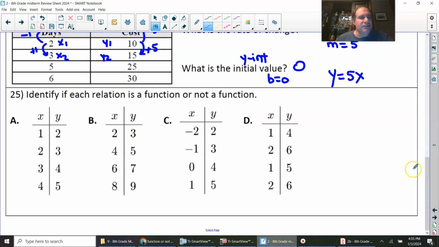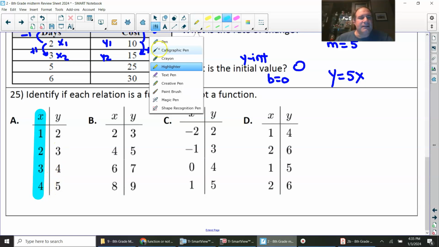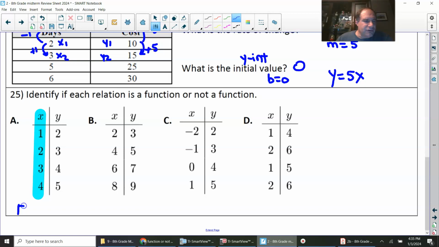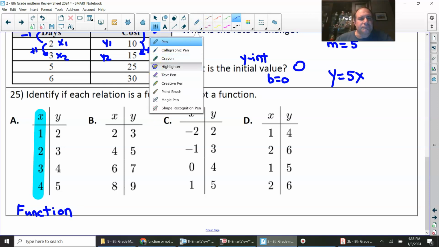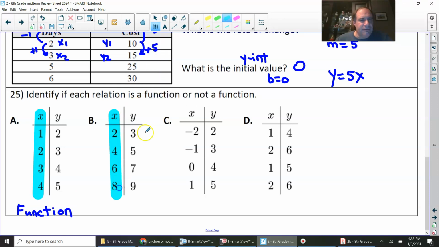All right, the last question: identify if the relation is a function or not a function. Just remember, you're looking at the x's first. 1 goes to 2. 1 picks 2 as their favorite number. 2 goes to 3. 3 goes to 4. Each x doesn't repeat. That means it is a function. Taking a look at the x's, do they repeat? No, they don't. That means it's a function. You don't even have to look at the y's.